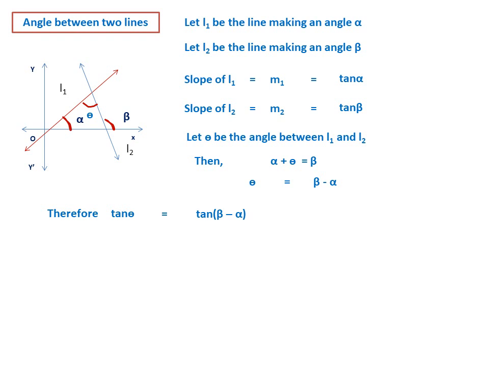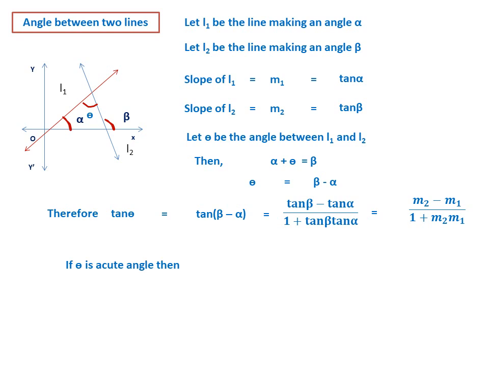Therefore now take tan on both sides, tan theta will be equal to tan of beta minus alpha. This we have studied in trigonometry. Tan beta minus tan alpha divided by 1 plus tan beta tan alpha, and this will be equal to m2 minus m1 by 1 plus m2 m1.